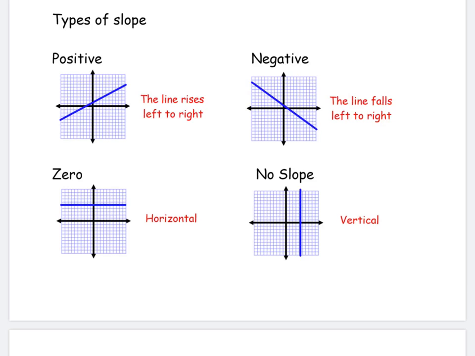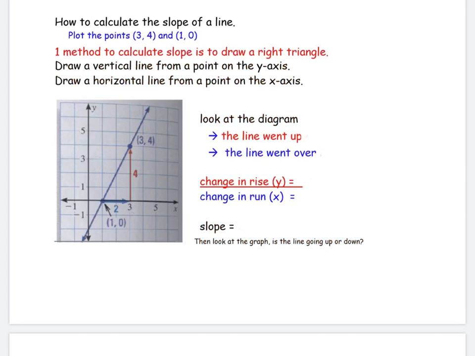And then there are 2 special slopes. The first special one is 0. It's a horizontal line, meaning the line runs, but it never ever rises. And then the vertical lines mean they have no slope. And sometimes you will also see the word undefined used in place of no slope, which means exactly the same thing.